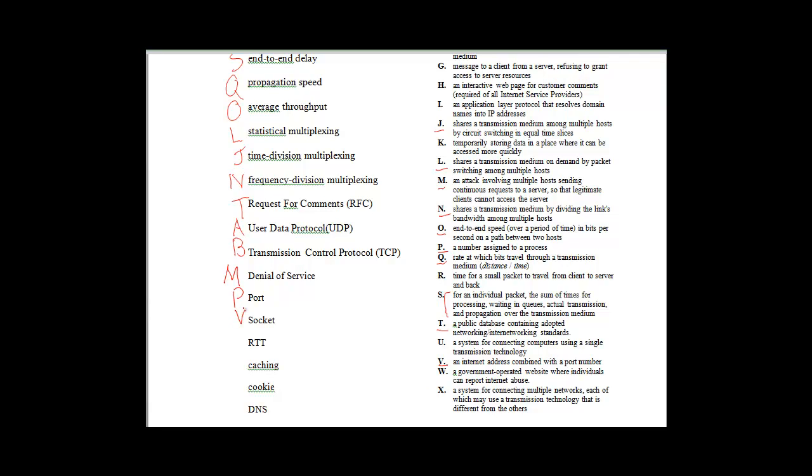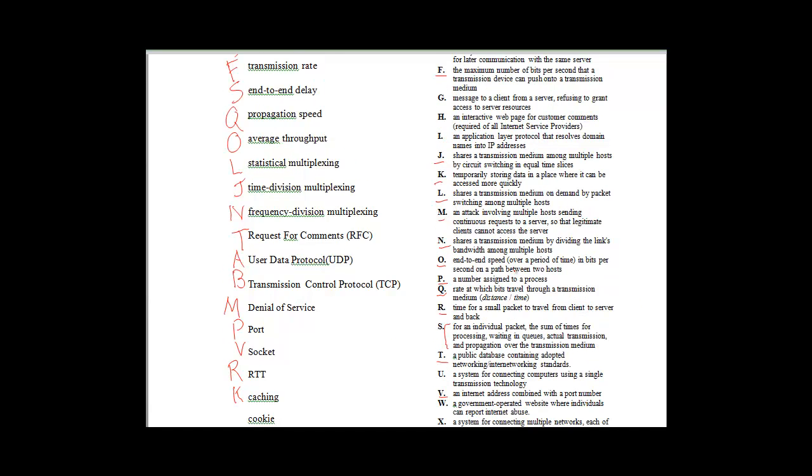The RTT, for round trip time, is the time for a small packet to travel from client to server and back. So when we're pinging, we're kind of measuring round trip time. Caching, we said, was temporarily storing data in a place where it can be accessed more quickly. So if you're going to reuse that data, you save it on your home computer so that you don't have to repeatedly download it from the internet.